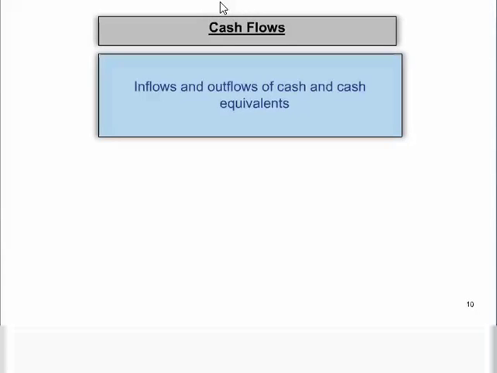So the next definition is of cash flows itself. We have understood cash, we have understood cash equivalents. Now let's understand what we mean by cash flows. Simply put, cash flows are the inflows and outflows of cash and cash equivalents. In a combined manner, these are called cash flows.